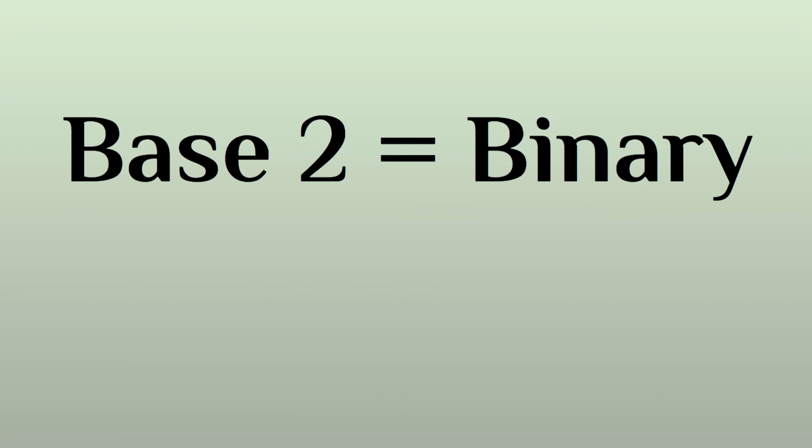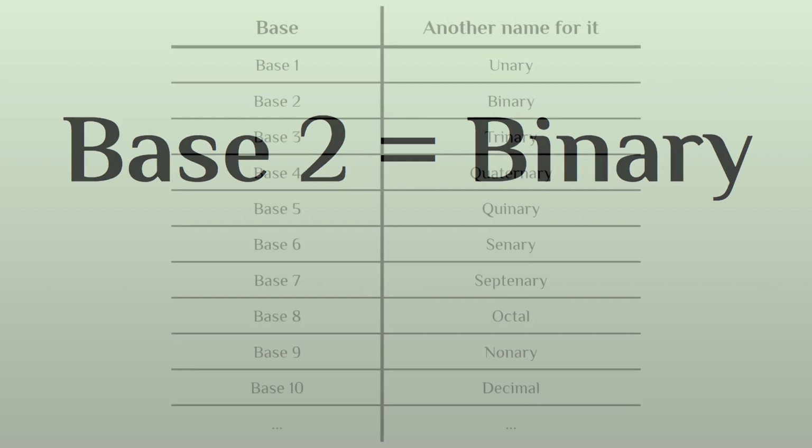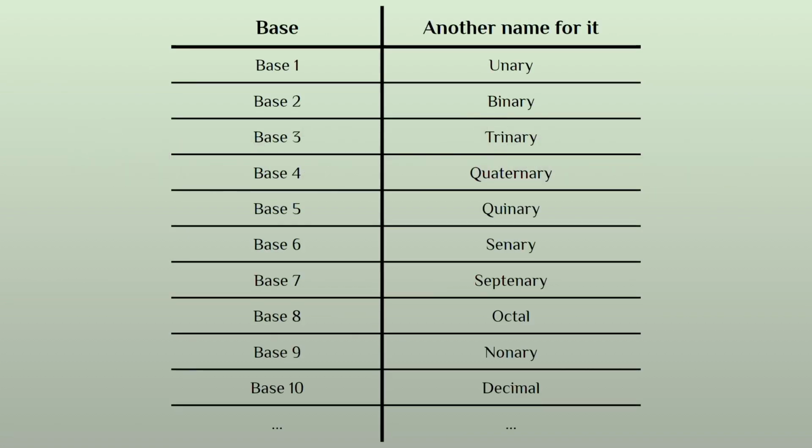In fact, every single base has a name. Here is a quick table with the names of the first 10 bases, but the list goes on infinitely, as many names for the bases as there are numbers for the bases. If you want me to discuss this in another video, make sure to comment down below. But now, this leaves us with our last base, base 1, or unary.